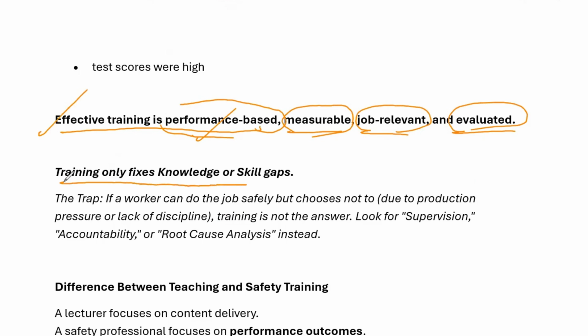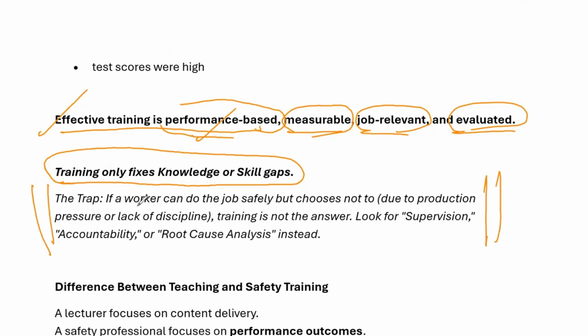Training only fixes knowledge or skill gaps. This is also very, very important. Every time they are asking. See, if you have a knowledge problem, if you have a skill problem, if a person is not able to go into the confined space because he doesn't know what a confined space is, we can teach him what a confined space is. So that is training. But if the person doesn't want to go into the confined space, the person is not motivated to do the work, then training cannot fix that problem. So this kind of question they will be asking.